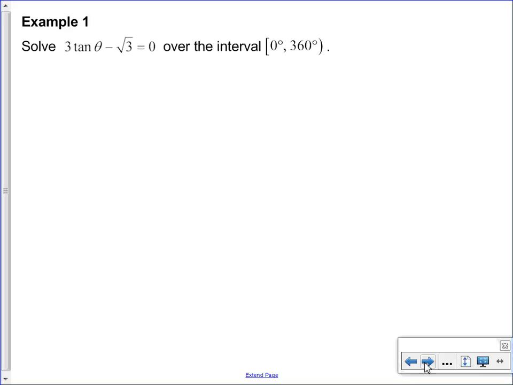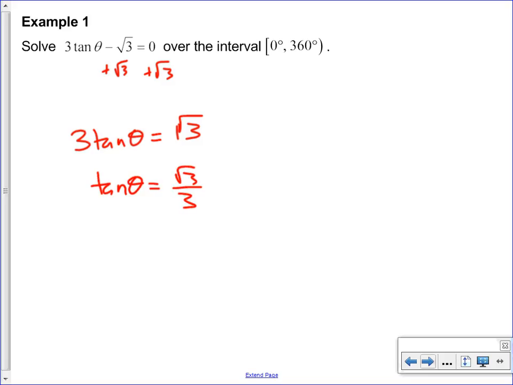To get tan by itself, first add root 3. Just add root 3 to both sides. So you get 3 tan theta equals root 3, right? And then divide by 3. So tan theta is root 3 over 3.